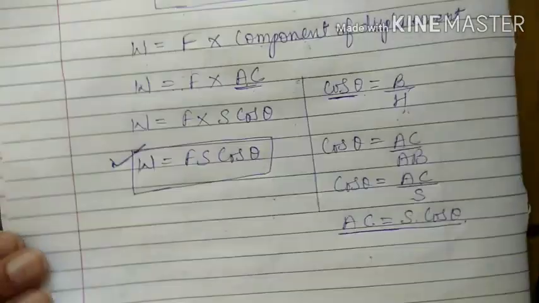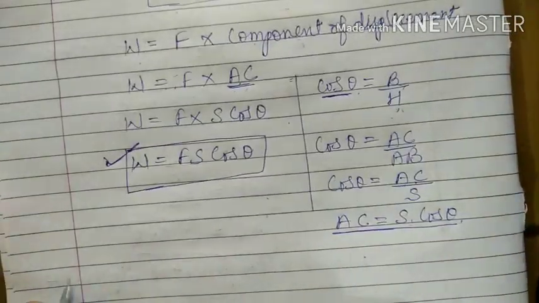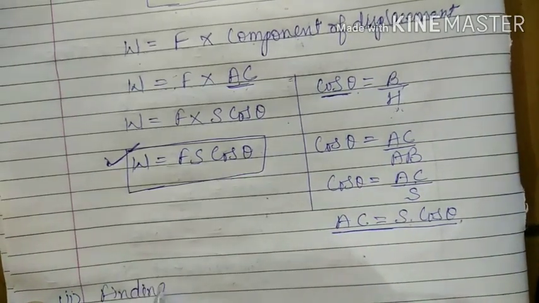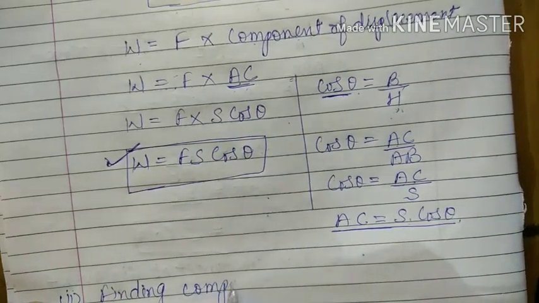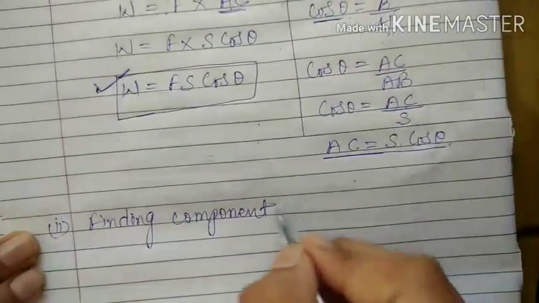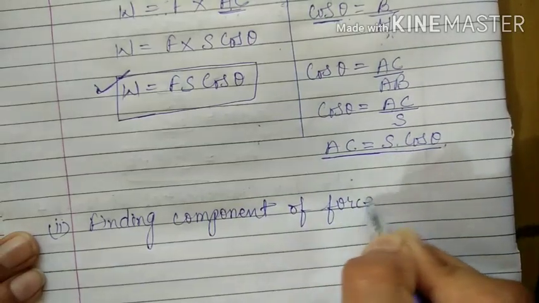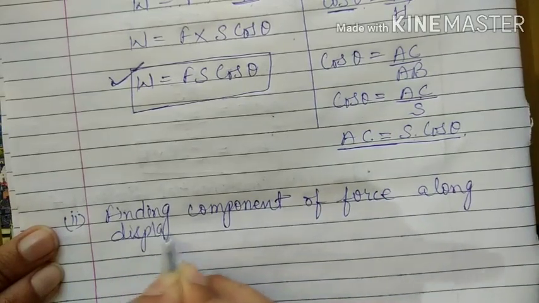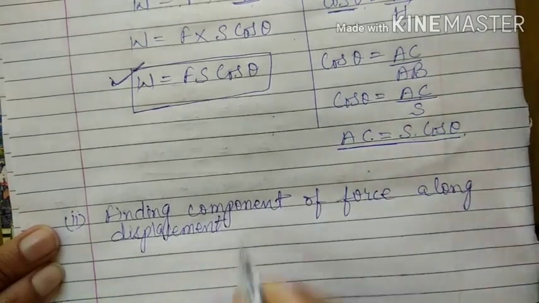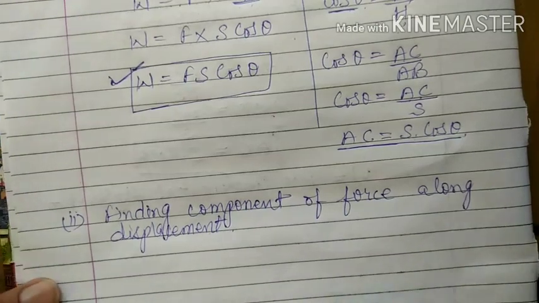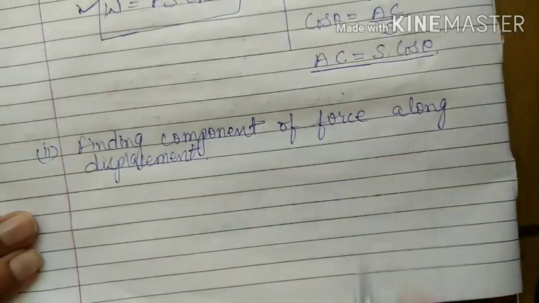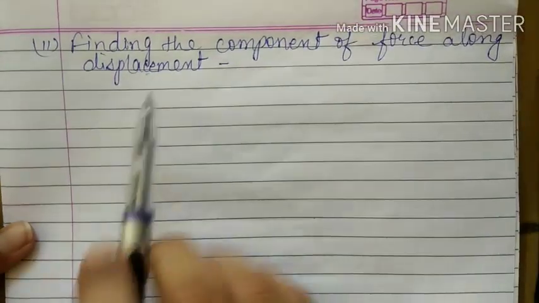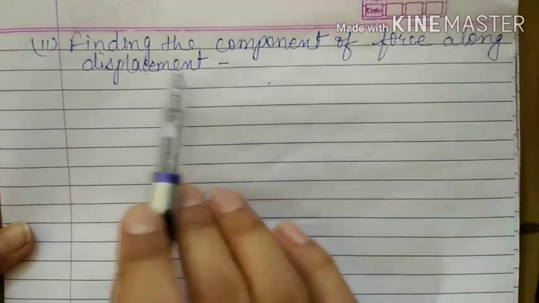Now we will discuss the second method. Second method means we have to find the component of force along displacement. Okay, nothing special we are going to do. We are going to use the same things which we have used right now, the same formula. So this is our second method, finding the component of force along displacement.